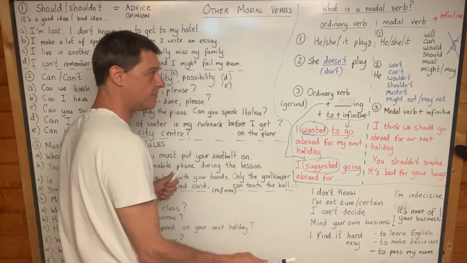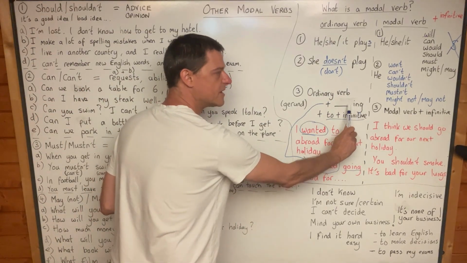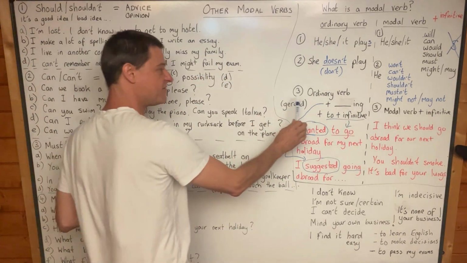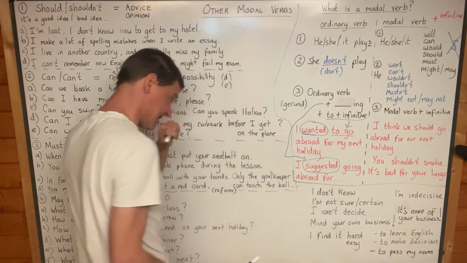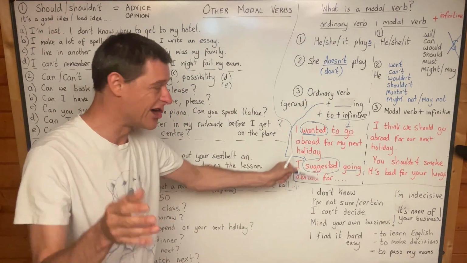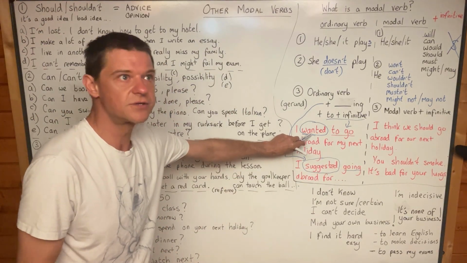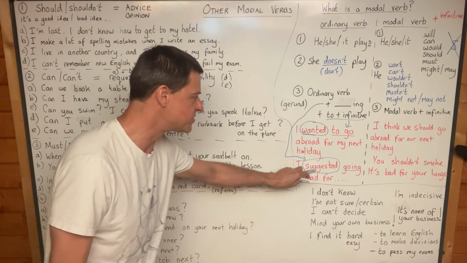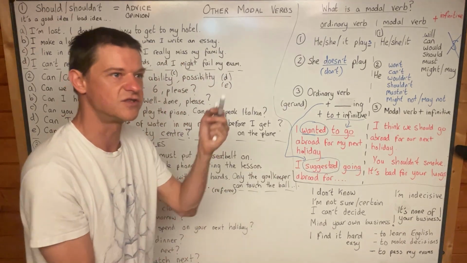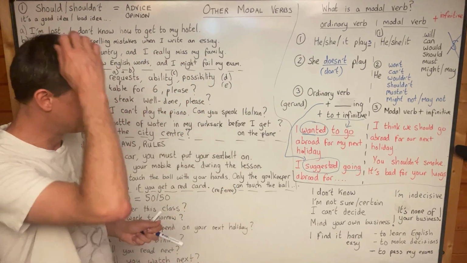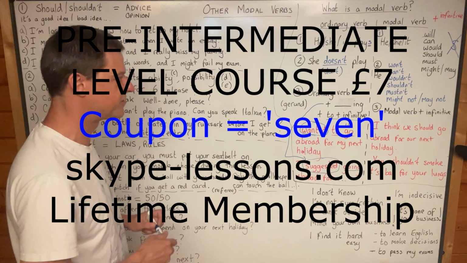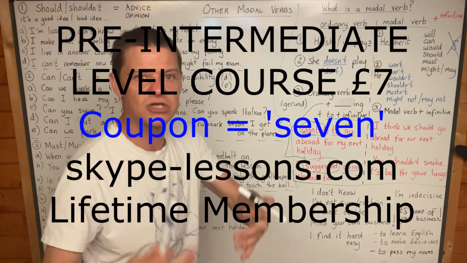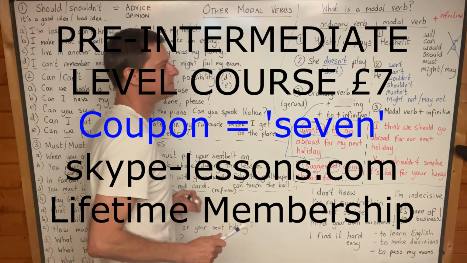Okay, so ordinary verbs are followed by gerund, that's what we call the ing form, or they're followed by to plus infinitive. Okay, and you have to learn verbs like want are always want to do, want to have, want to play, and verbs like suggest are always suggest doing, suggest having, suggest playing. So it's always gerund after suggest. Okay, and you have to learn that. We will look at that in a future lesson, I promise.